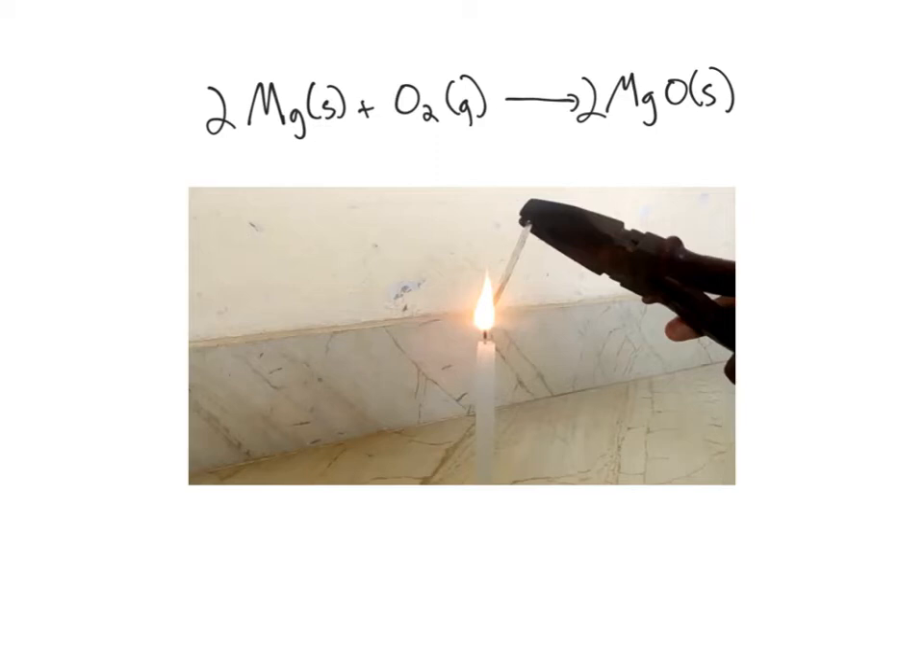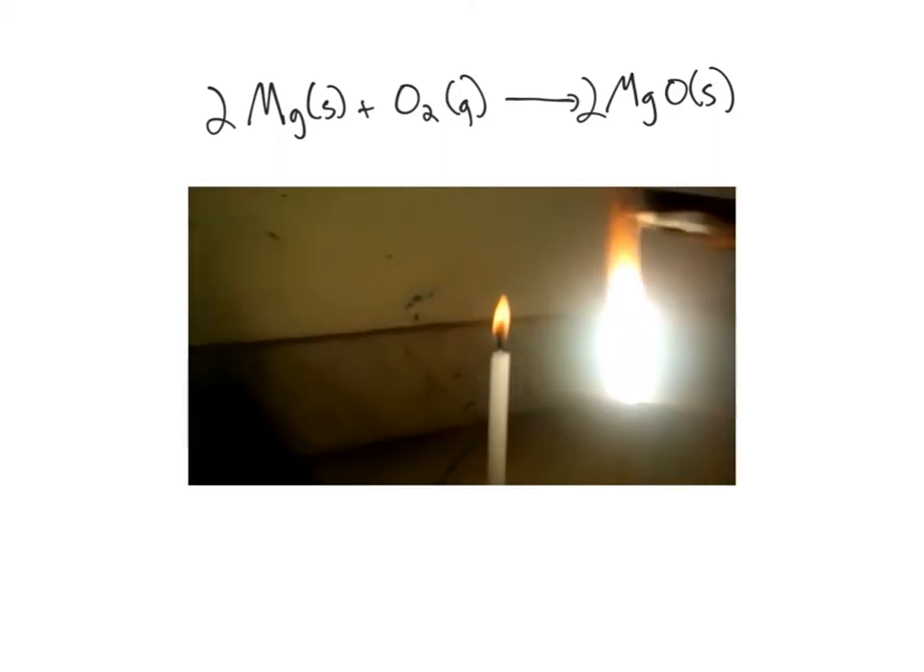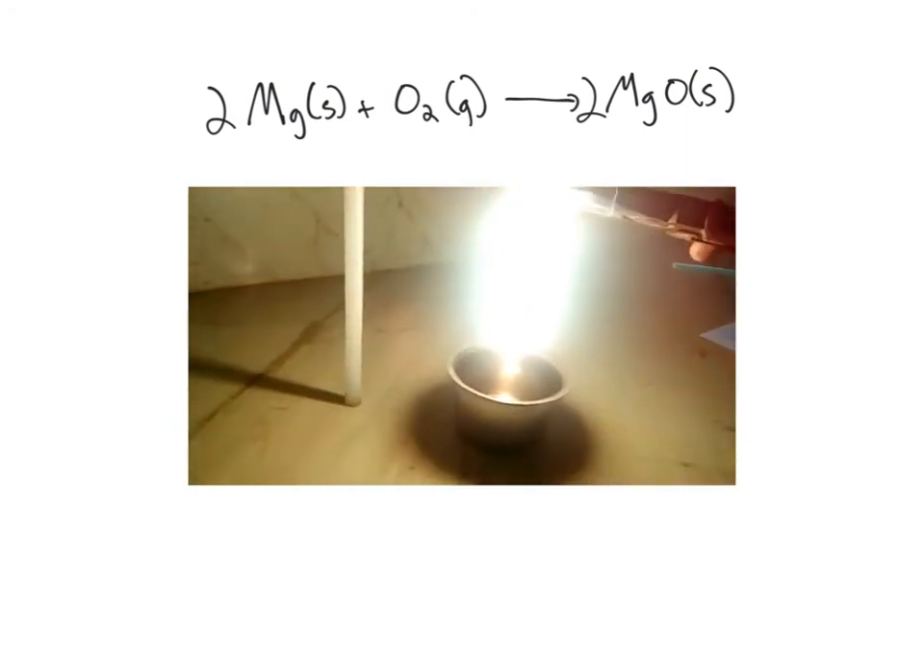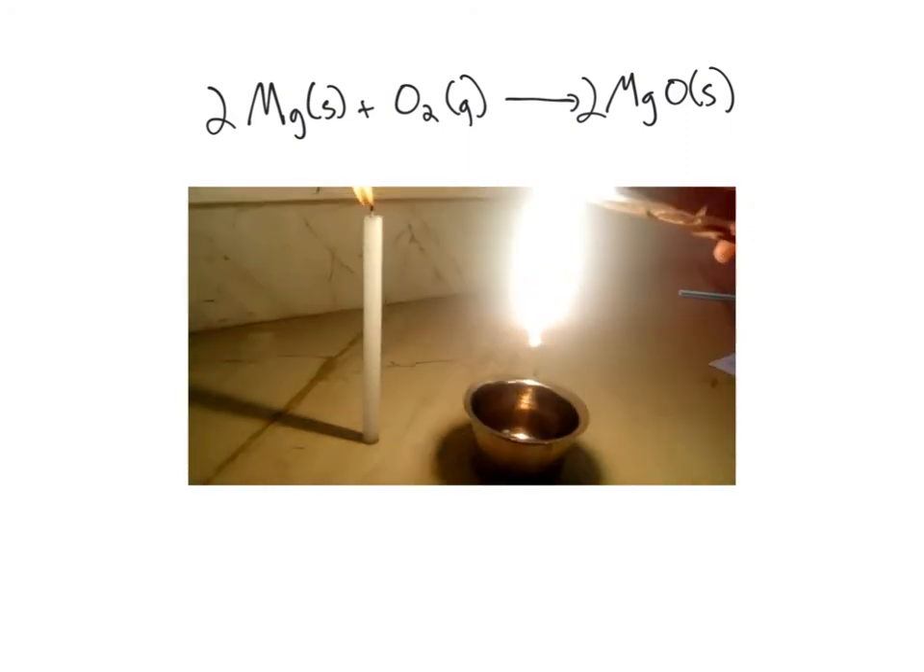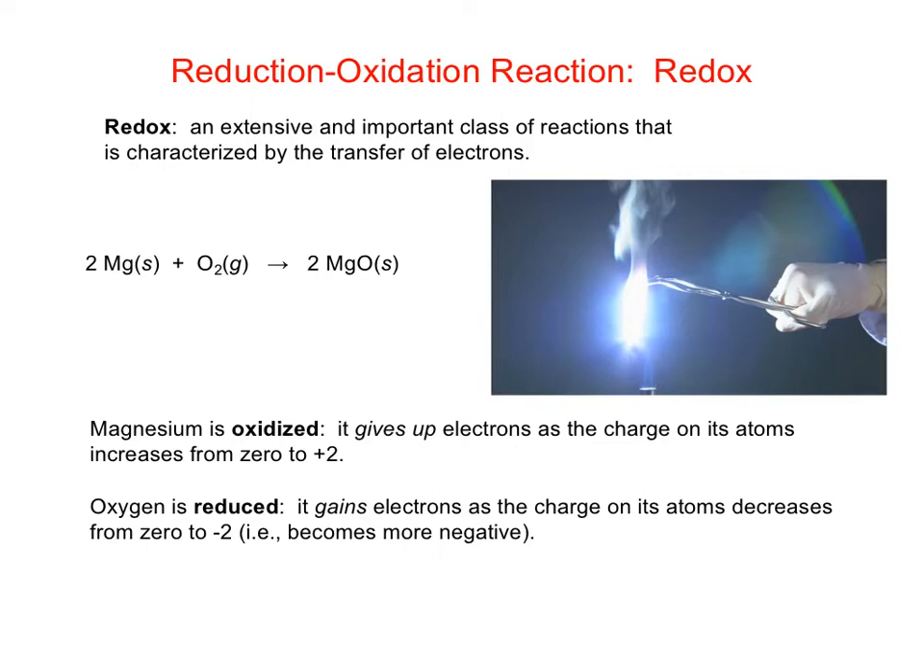This is a video where we have magnesium metal and it's being heated up and it's going to react with oxygen in the air to form magnesium oxide. So the magnesium burns really effectively and gives off this characteristic, extremely bright flame. So this reaction between magnesium and oxygen is an example of a reduction-oxidation reaction.